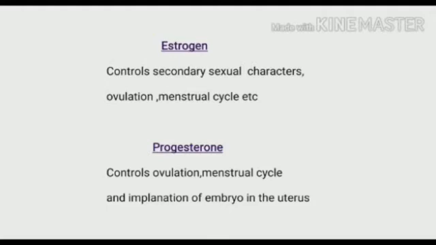In the case of progesterone, progesterone is the female hormone secreted by the corpus luteum after ovulation. Corpus luteum is a particular place in the ovary. It prepares the uterus for implantation of the embryo in the uterine wall. It also controls ovulation and the menstrual cycle. These are the hormones secreted by the gonads in the male and female.